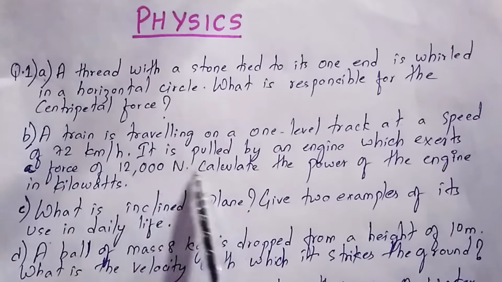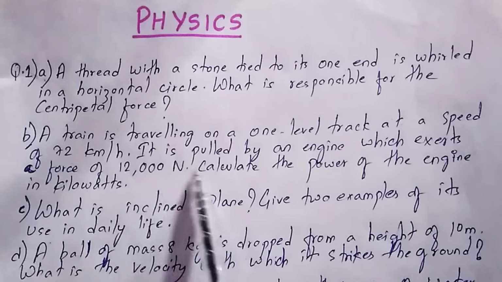So it is question 1b. A train is traveling on a level track at a speed of 72 km per hour. So the speed, that is V, the velocity, is equal to 72 km per hour. Force is given, 12,000 Newton. Force, which is your F, is 12,000 Newton. Now you need to calculate the power of the engine, but you have to keep in mind that the answer should come in kilowatts. So power is equal to, you know that power is equal to work done by time.